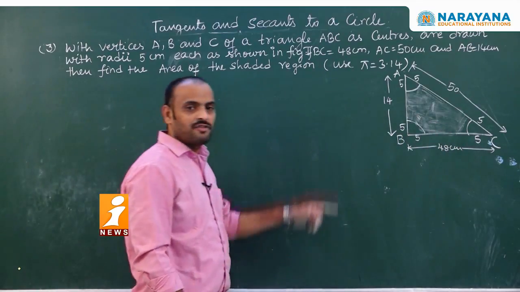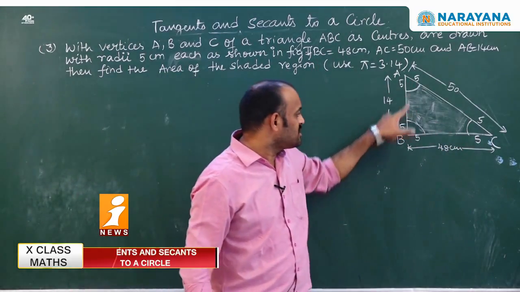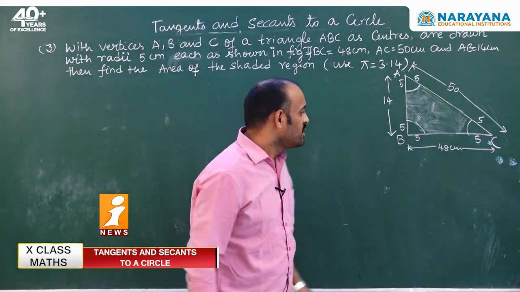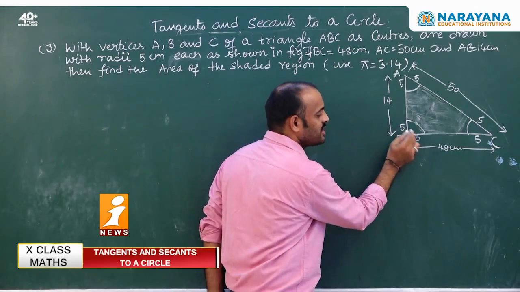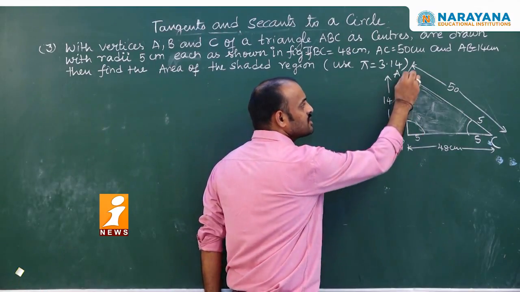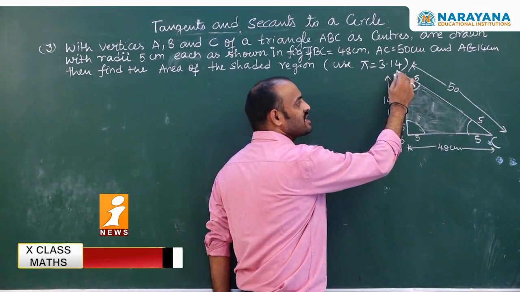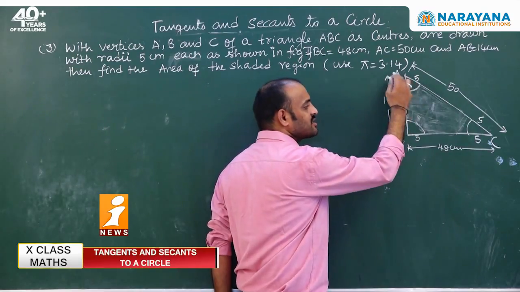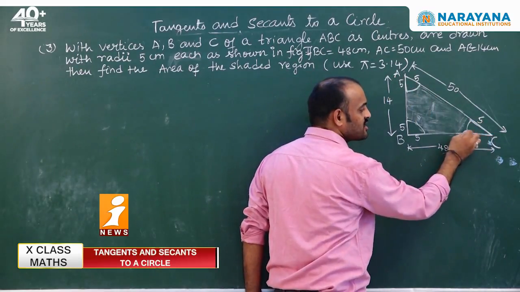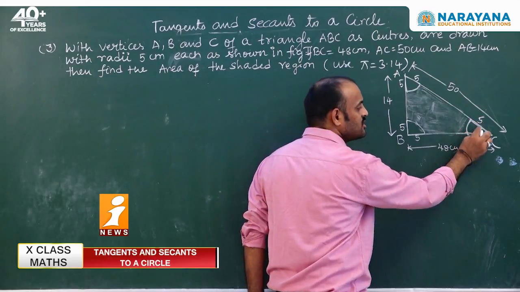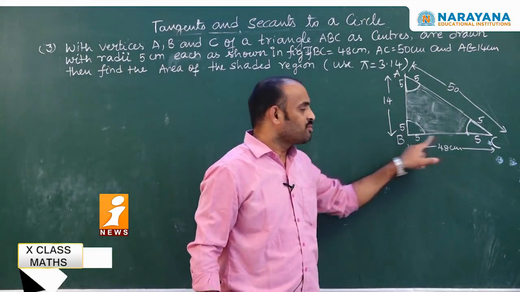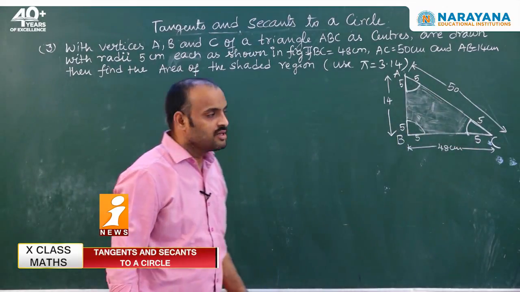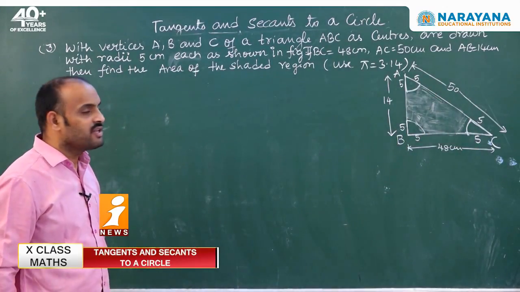That means from the entire triangle, these three areas are to be removed. As these two are the same, these two are radii, therefore it is a sector. With A as the center, these two are radii, this is a sector, and with C as the center, these two are radii, this is also a sector. So these three sector areas I need to remove from the area of the triangle. First, I need to find the area of the triangle.